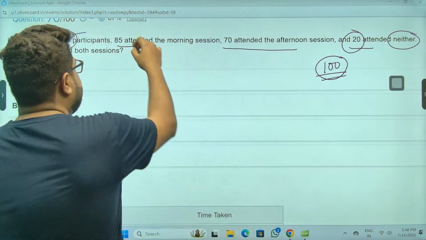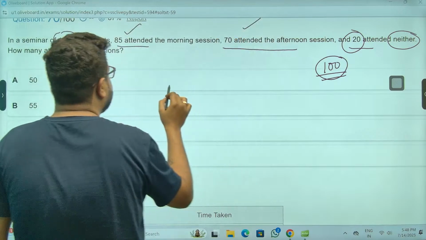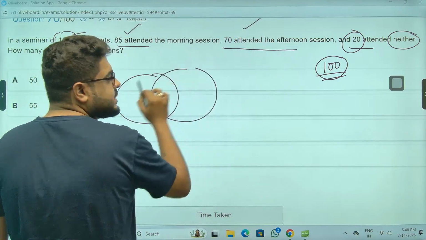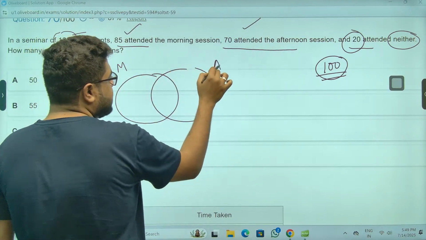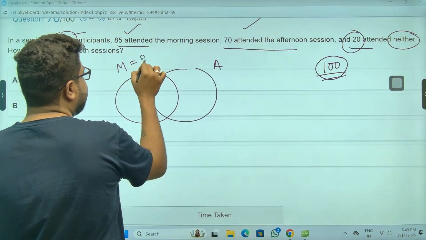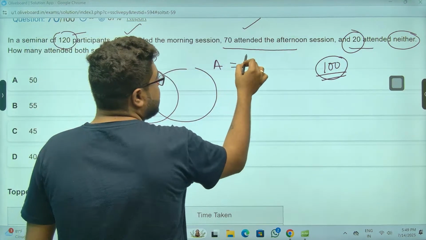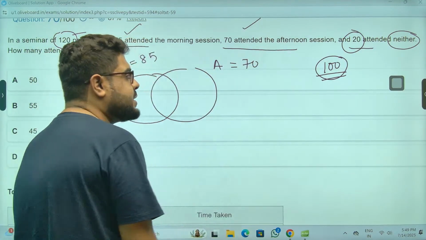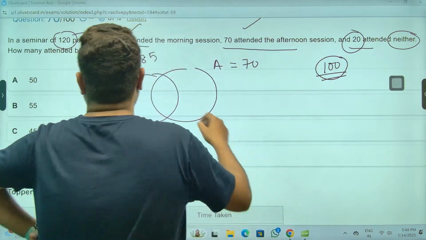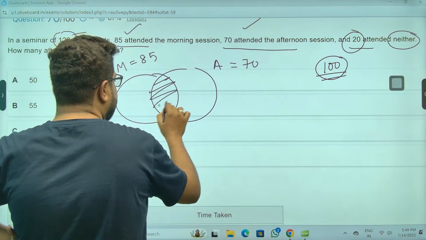Now, 85 in the morning and 70 in the afternoon. That means there must be some intersection, sir. This is morning, this is afternoon. In the morning the total is 85 and this is 70. Now the total is 100. So how many people are there in this common area, sir?